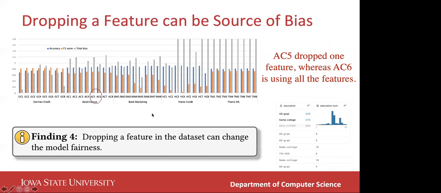Dropping a feature actually also helps. We have seen, between these two models, one used all the features and one dropped the number of years of education of people. So basically one feature was affecting the fairness. When the model dropped that feature, it was less biased.